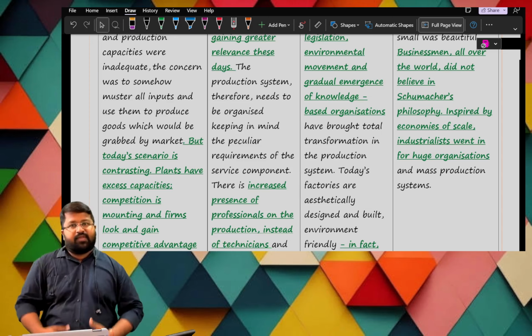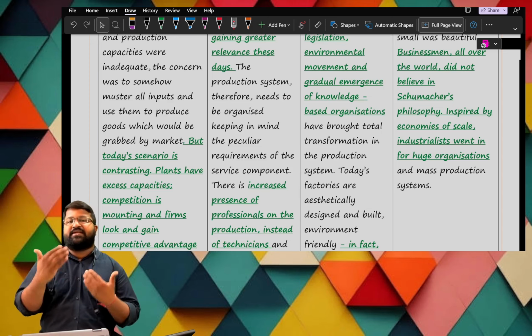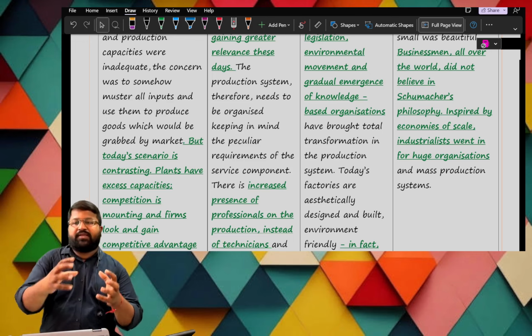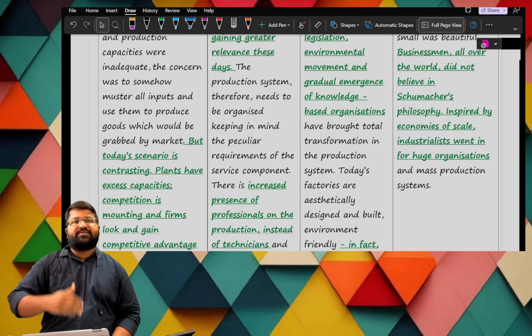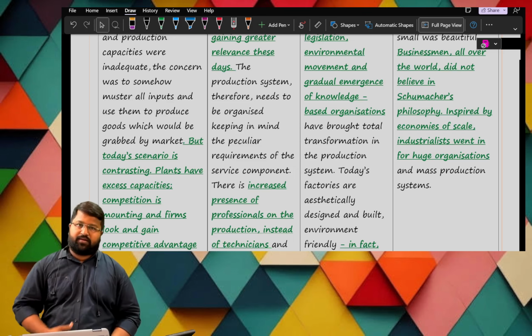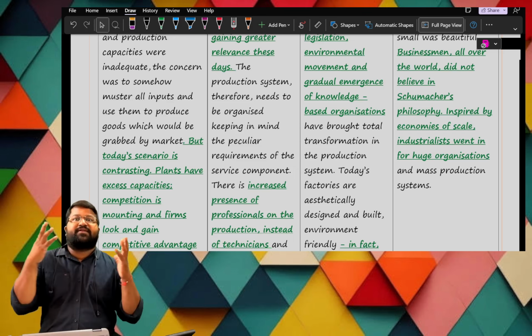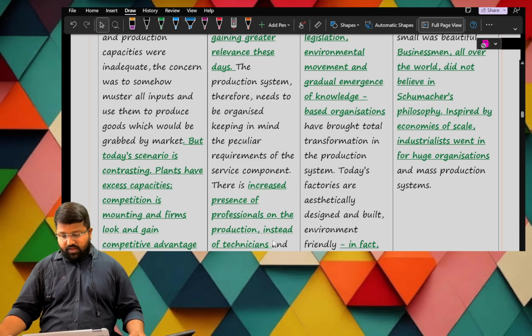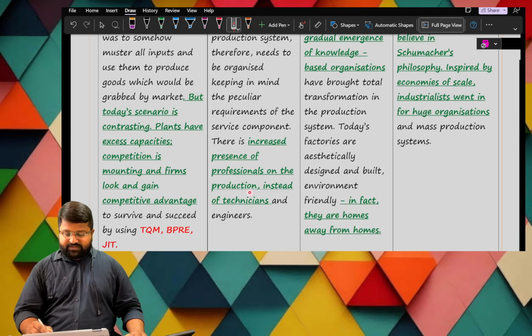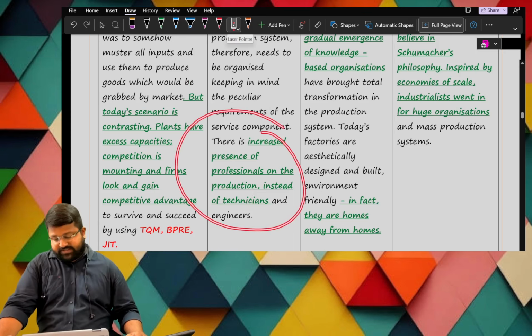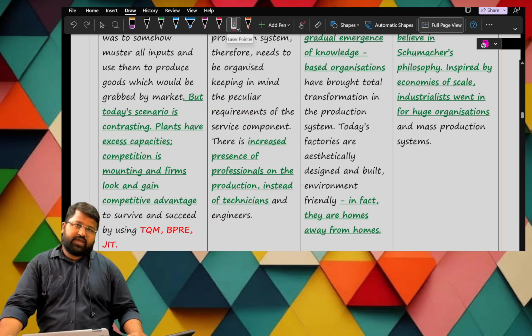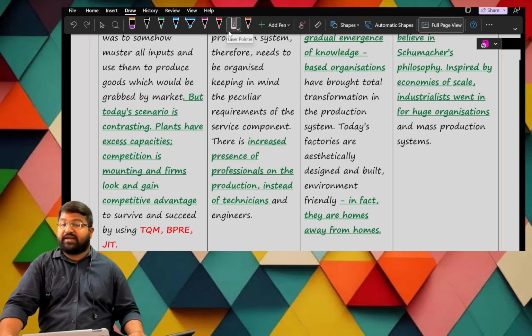Super. Even the service industry is such that we need not take the products to the location. They come to us and repair, doing the proper things, so that we get the best service. Also, there is an increased presence of professionals in production instead of technicians. Now we are being driven by the service industry, definitely.